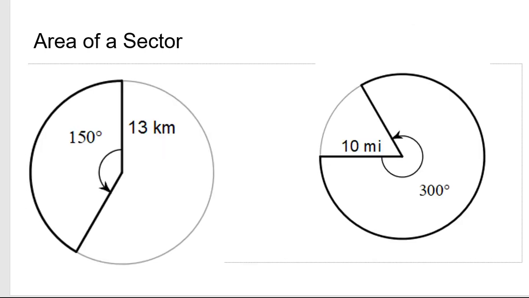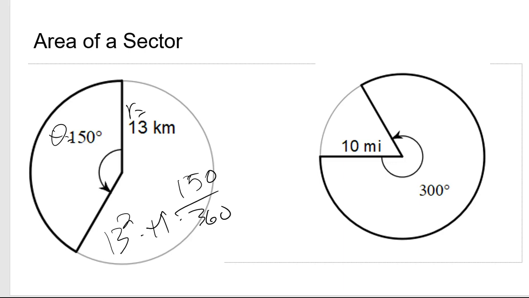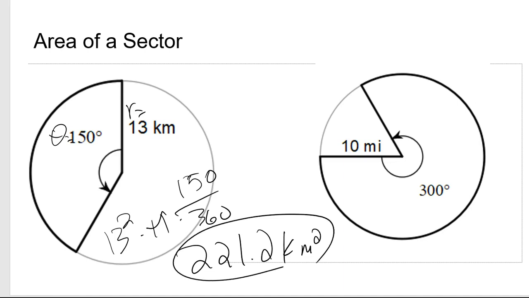Alright, this one we got the radius right here at 13. There's my angle right there. So I'm going to type in 13 squared times pi times 150 over 360. So 13 squared times pi times 150 divided by 360. It's going to be 221.2 kilometers squared.